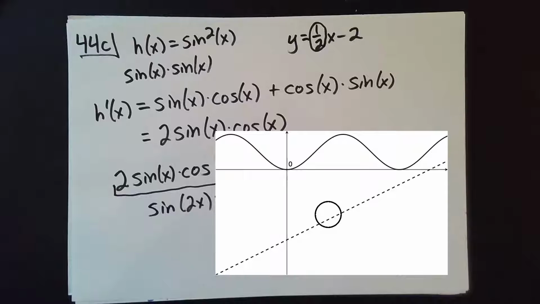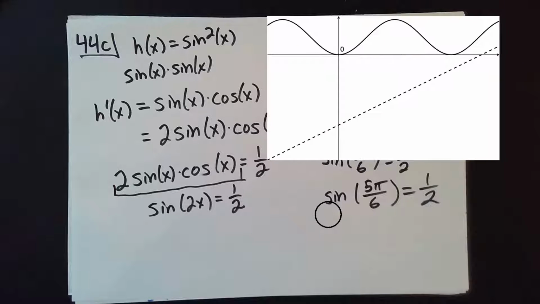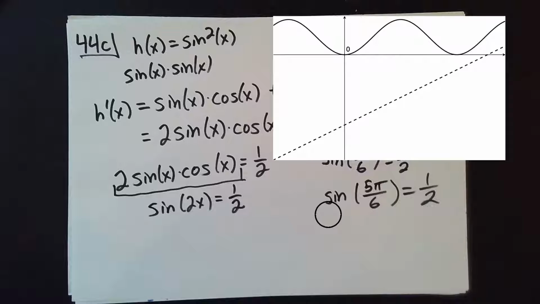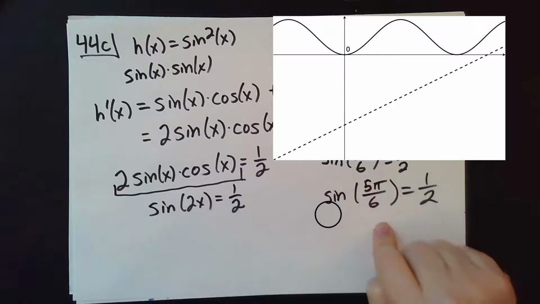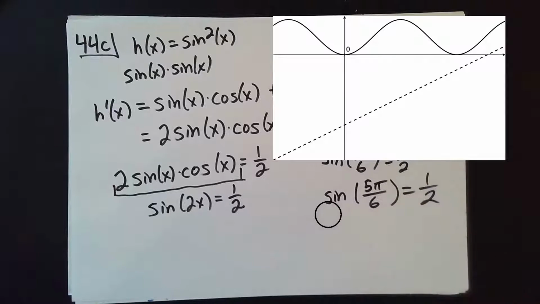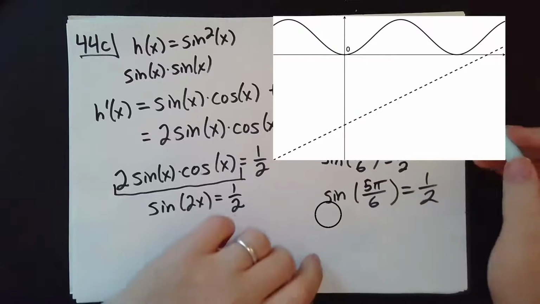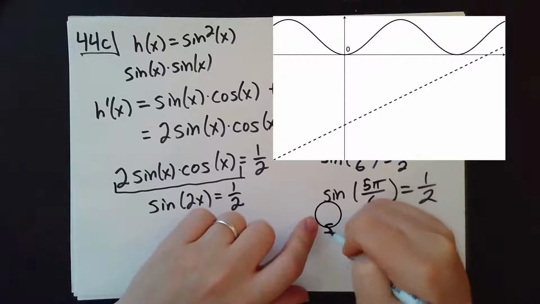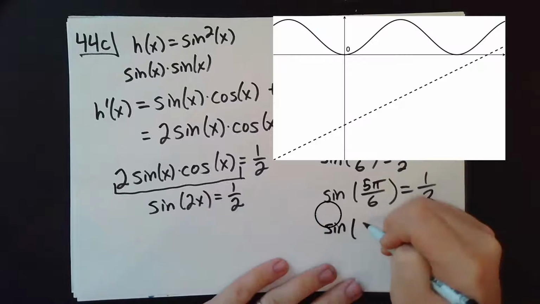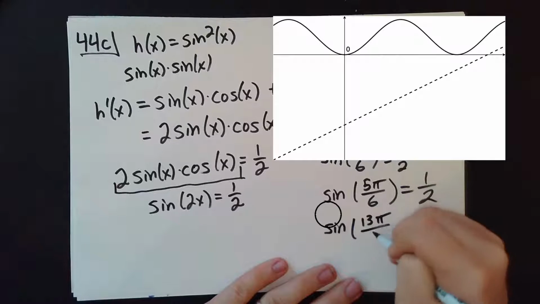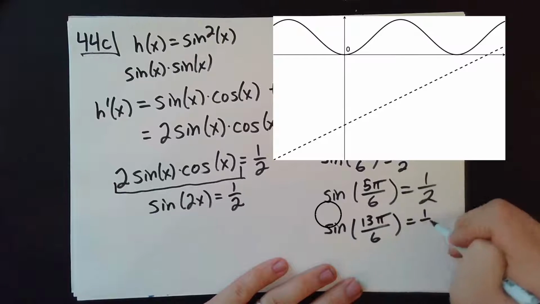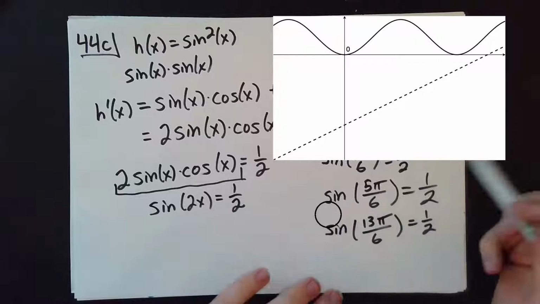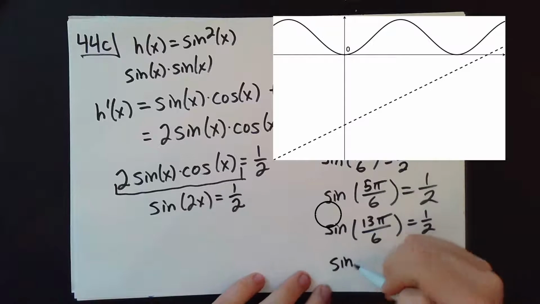But all of that was by way of saying I definitely have at least 1, possibly 2 more points to find in the positive direction. So when is the next time that we get to sine being equal to a half? Well, that is at 13 pi over 6. And then the next time would be 17 pi over 6.